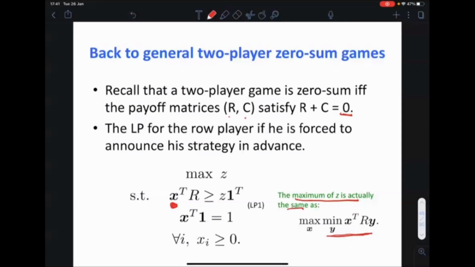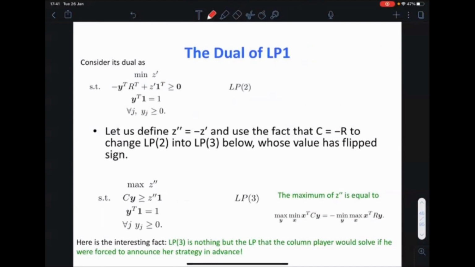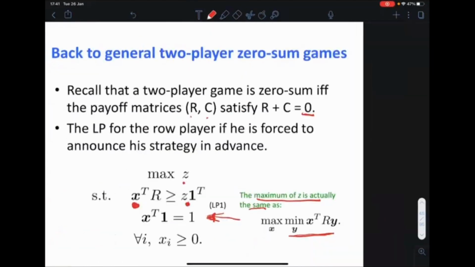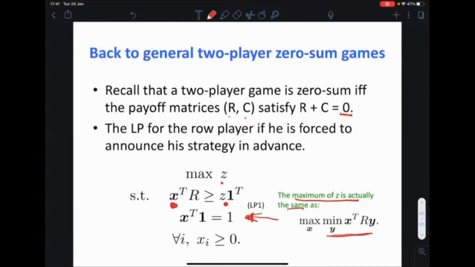But if you're just looking at this LP, you don't really say implicitly that you rely on the row player to minimize it. Rather, you set up a lower bound, and therefore I want to maximize that lower bound. So that's the LP1 from the row player.